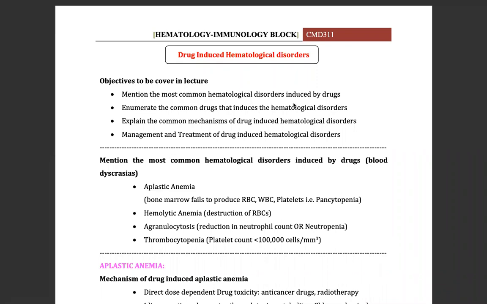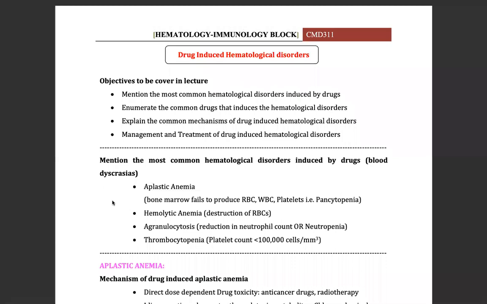The hematological disorders which are caused by the drugs, the common drugs which are generally used in common infections and the commonly prescribed drugs. There are so many drugs which are responsible for hematological disorders, but we will see only some common ones.